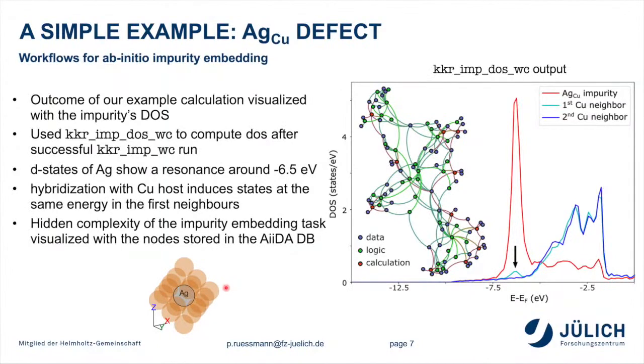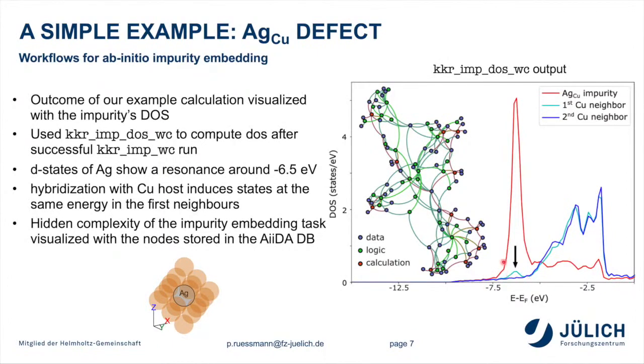So how does such a result of a calculation look like? To visualize this, I did an additional step after the self-consistency of the impurity. I used the KKR imp DOS workchain to compute the density of states of this impurity system, and this you can see here on the right. The red line is the density of states of the silver impurity, where you see here a resonance in its density of states coming from the D states of silver. And the blue lines here are the first and second copper neighbor in the crystal.